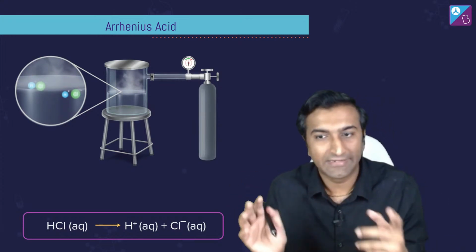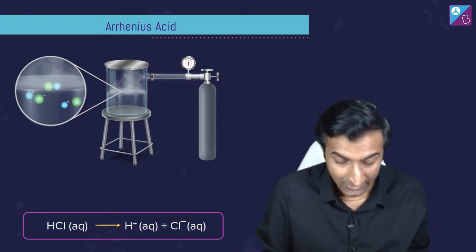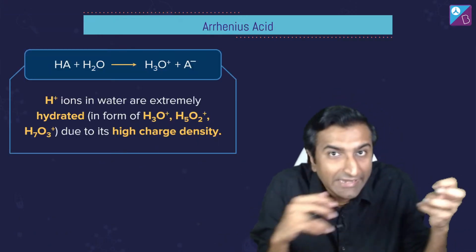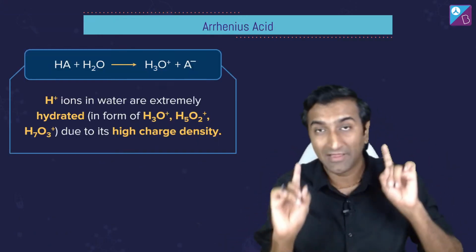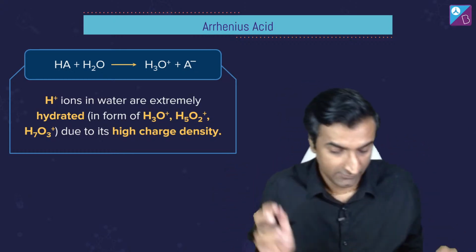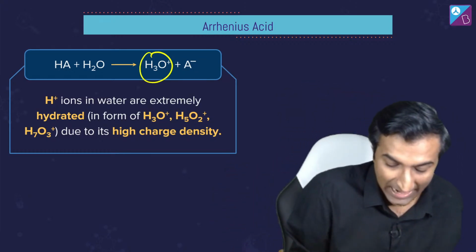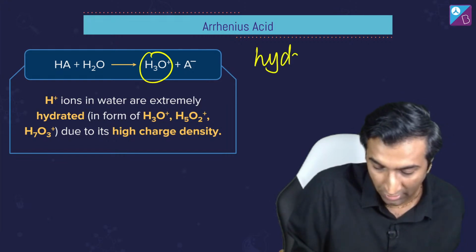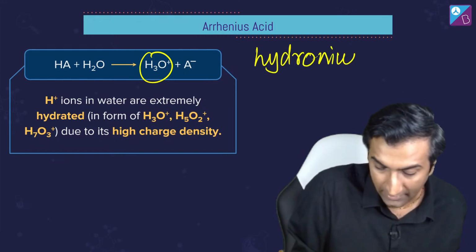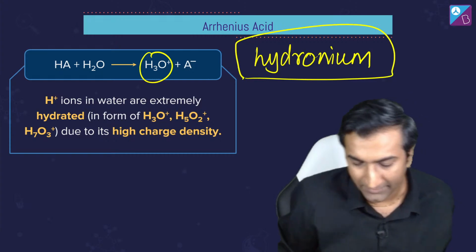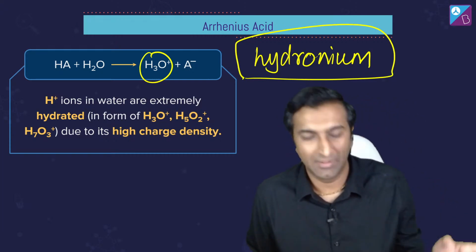Now, here's an interesting thing. The H+ ions that get formed, okay, you see that animation and all that, they are too small and very reactive, so they don't stay as H+. They become H3O+. Okay, this is called the hydronium ion. And this is more of a practical concept. For our numericals, it's not going to make much of a difference.